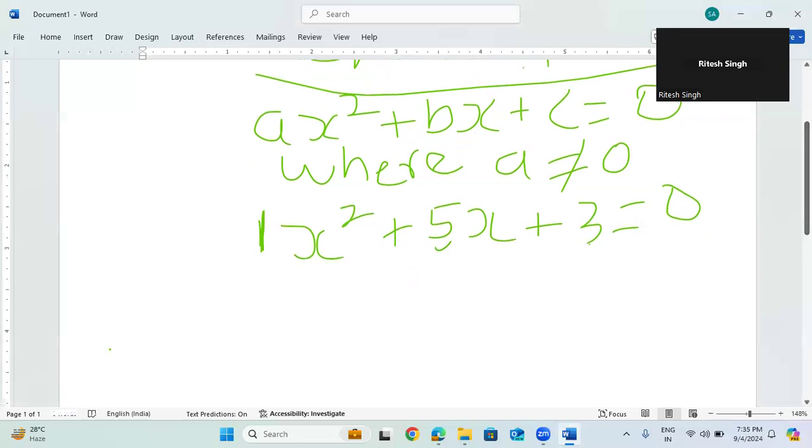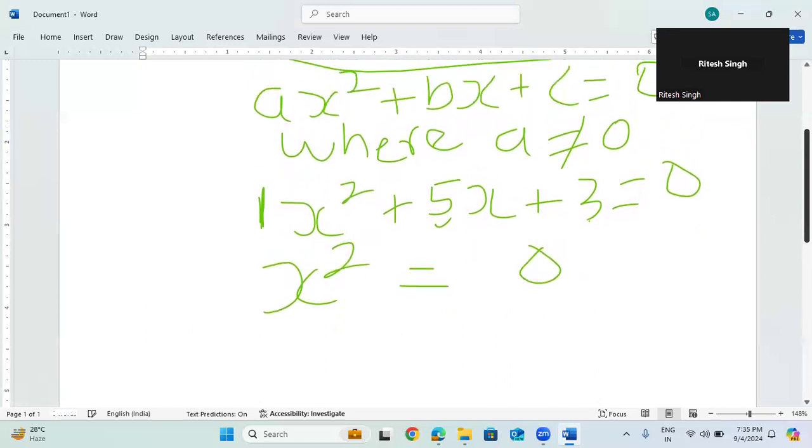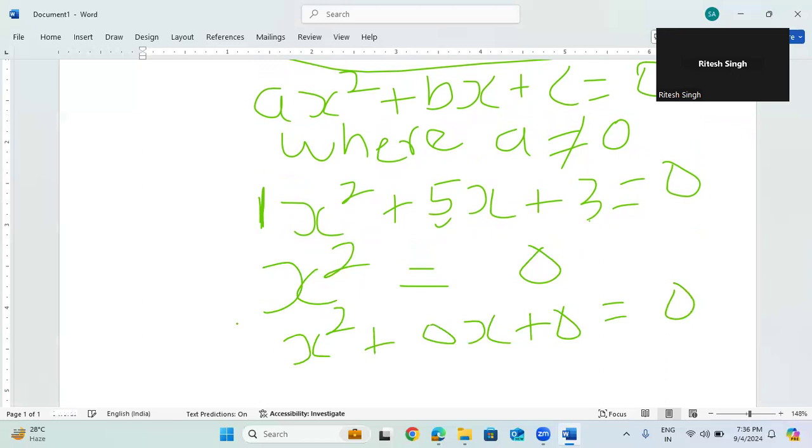Now if I ask, what if x square is equal to 0? Is this a quadratic equation or not? Then what will be our reply? Our reply will be, see, I can write x square plus 0x plus 0 is equal to 0. I can write it like that. So here a is 1, b is 0, c is 0. Right? So yes, x square is equal to 0 is also a quadratic equation.